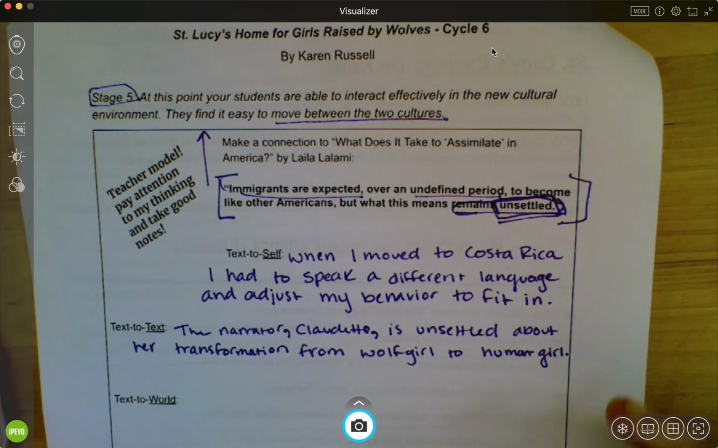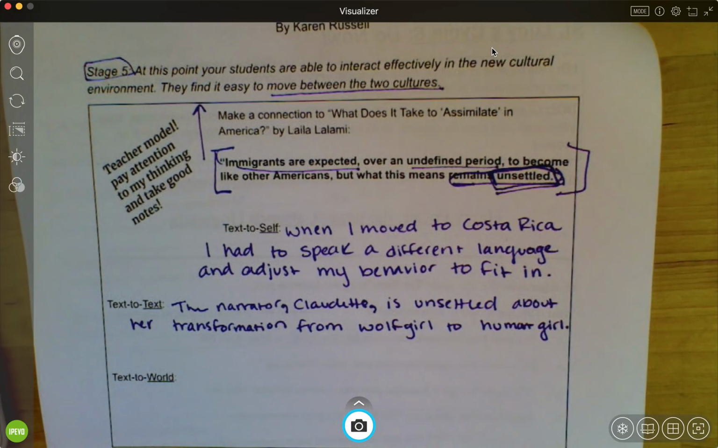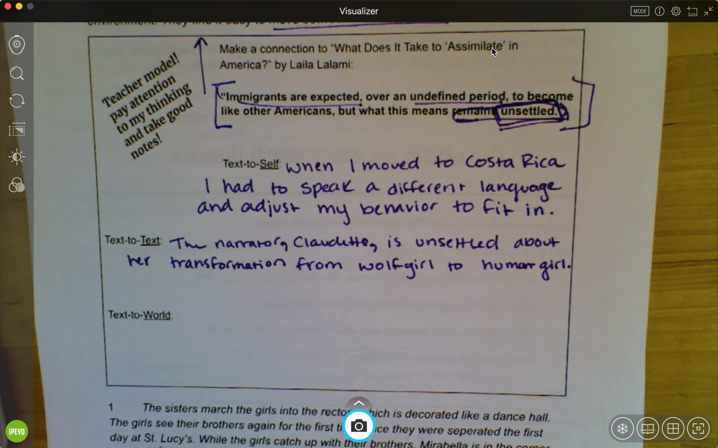The last connection is text to world. So thinking about the things that are going on today in our society. When we talked about the article, we discussed how we have these areas and neighborhoods, pockets in big cities, where a lot of people from a different country move into the same neighborhood. So we've talked about the idea of a Chinatown or the Irish village or the Polish village or Koreatown in the article that's taking over parts of the neighborhood.